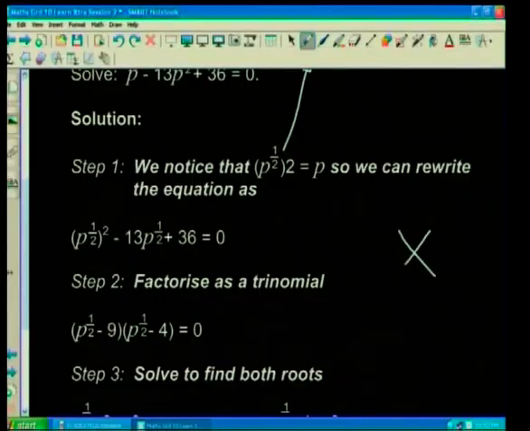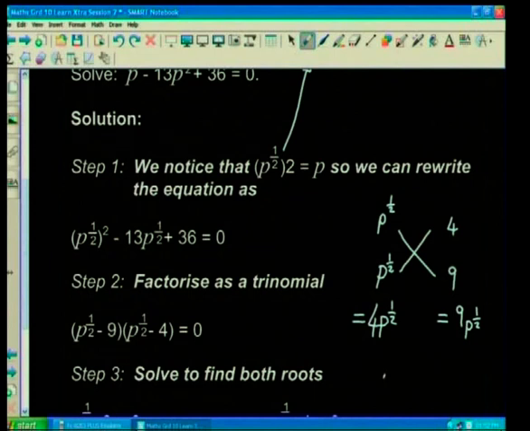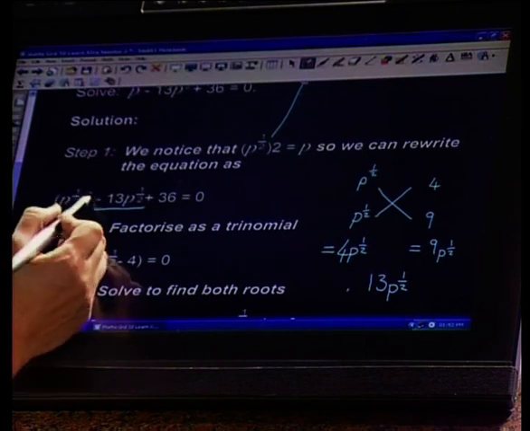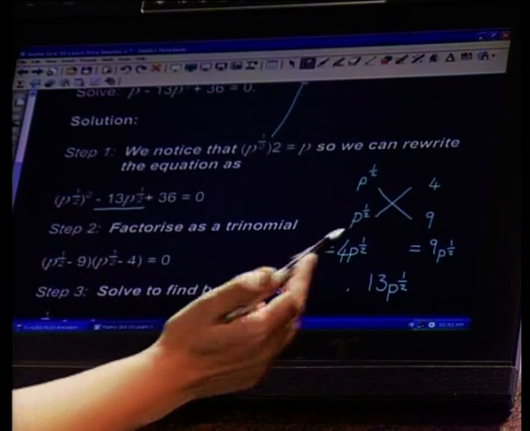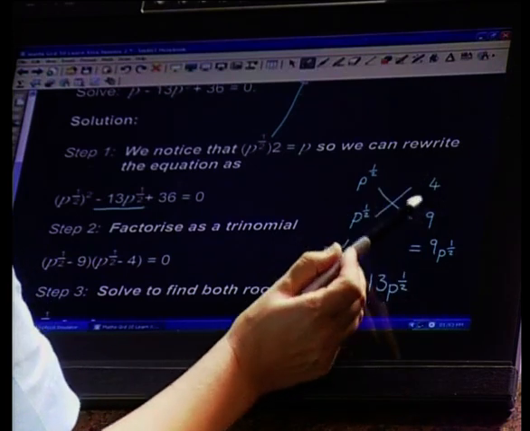So I'm going to use this method by saying p to the power of half and p to the power of half are my two factors of p, and then 36, I'm going to give them the factors 4 and 9. P to the power of half times 9 gives us 9 times p to the power of half, and 4 times p to the power of half gives us 4 times p to the power of half. If we add these two together, we're going to get an answer of 13 p to the power of half. Is that what our middle term is over there? No, it isn't. Our middle term is negative 13p to the power of half, which means we need to somehow change these factors over here, the 4 and the 9.